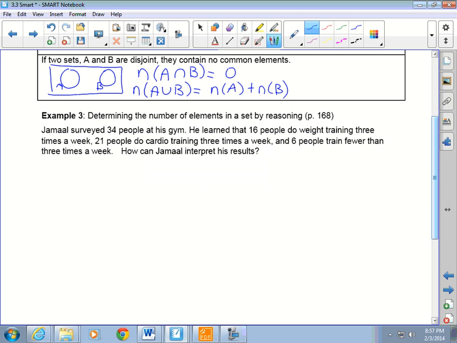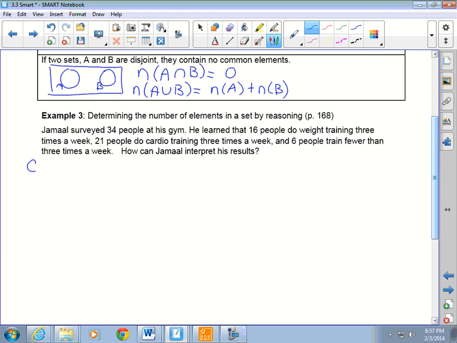Example 3 says, Jamal surveyed 34 people in his gym. He learned that 16 people do weight training 3 times a week, 21 people do cardio training 3 times a week, and 6 people train fewer than 3 times a week. How can Jamal interpret his results? So first we need to set up, okay, what are we going to use for our sets? What's going to represent our sets?